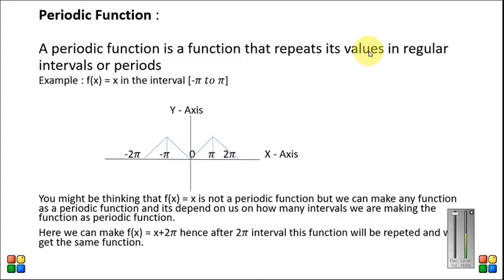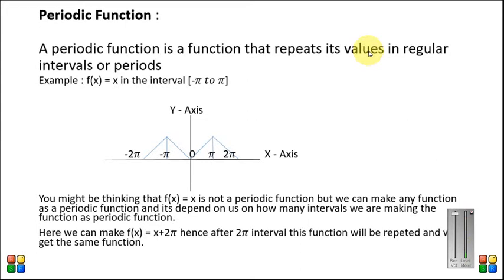It means whatever function we are given, that function will be repeated after regular intervals or periods. Here I have taken an example, x. This function x is a periodic function which repeats its value after 2 pi. You can see on the graph that from 0 to pi there is a graph, and from pi to 2 pi the same graph gets repeated. So this function is getting repeated, so it is said to be a periodic function.